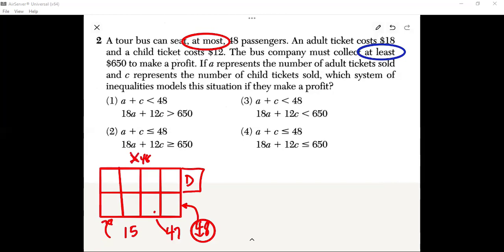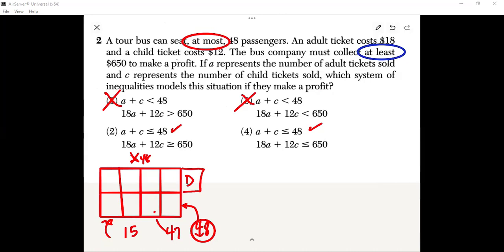Another way of saying that is it can't be greater than 48. We have to be less than or equal to 48. So the number of adults plus the number of children has got to be less than or equal to 48. Which one of those have that? Well, these two have that. So that means number 1 and number 3 are wrong because they just say less than 48. So they're just saying you can only have 47 people on the bus because 48 wouldn't work.